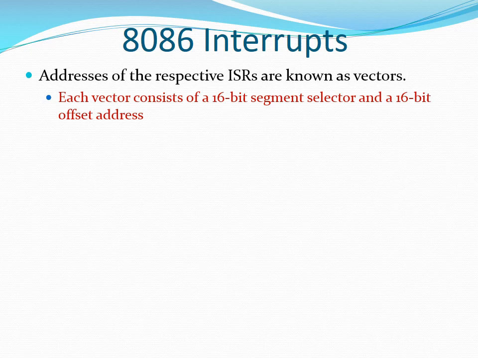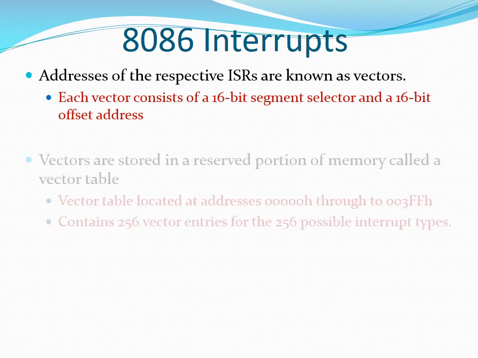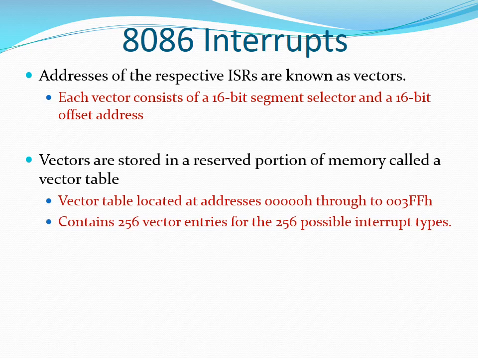The addresses at which the respective ISRs for the different interrupts start are known as vectors. Each vector consists of a 16-bit segment selector to define the segment that contains the ISR and a 16-bit offset address to define the offset of the starting address of the ISR from the base of the segment. The vectors are stored in a reserved portion of memory called a vector table.